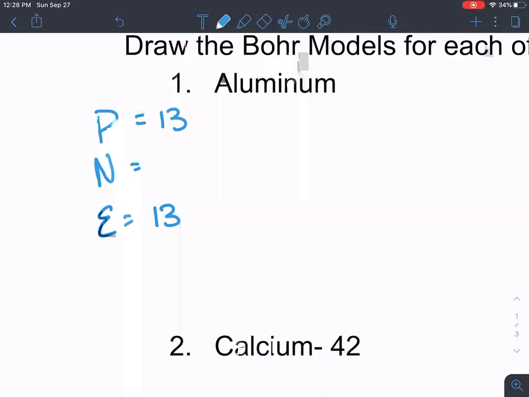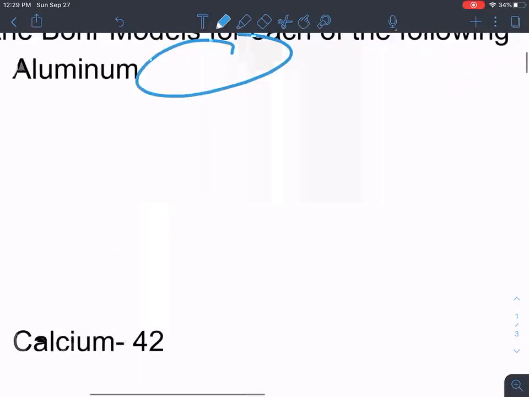Our neutrons is the hardest one to figure out because it's our mass number minus our number of protons. So we have to do a little bit of math here. When we round our mass number to a whole number, since it didn't give us one here, we're rounding our mass number to 27 because it's 26.98, and we're going to round that up to 27. And so when we subtract 27 minus 13, we should get 14 neutrons. So then the big thing is to remember that the protons and neutrons are going to go in this nucleus, that center of our atom. So I'm going to draw a little circle, and I'm going to put my protons and neutrons inside. So I'm going to put 13 and 14.